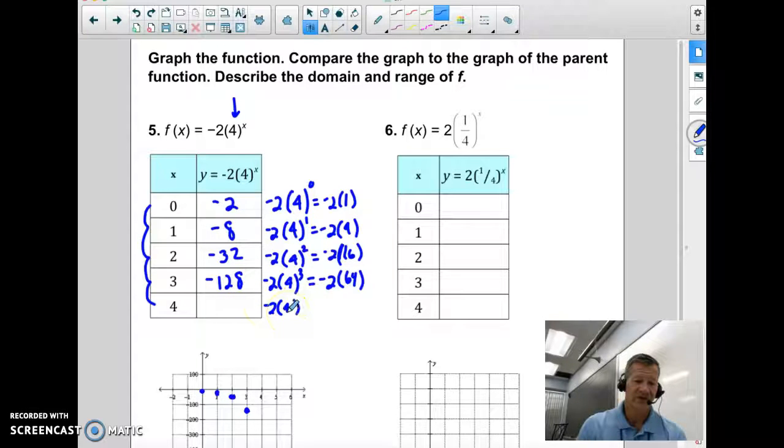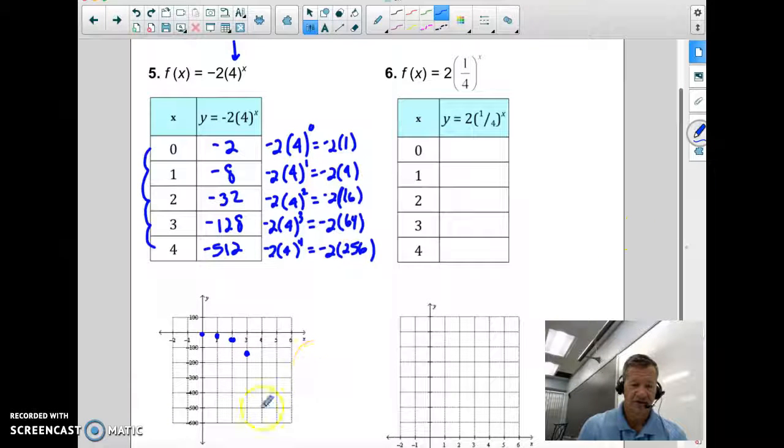4 to the third was 64. Multiply by another 4, you get 256. Yikes. Multiply by negative 2, you get negative 512. Over 4, down 512. I've got to scroll down a little bit here. So it's way down here. So you can see why I made my scale a little different. These are going way down.